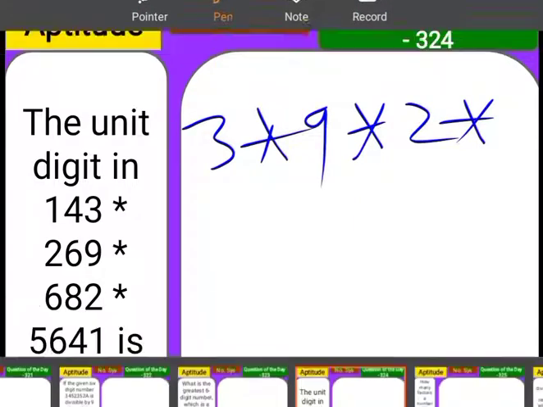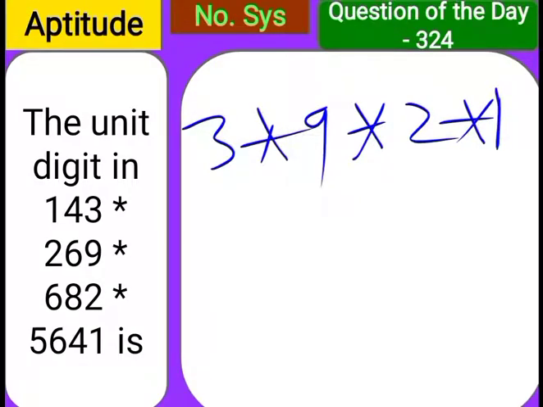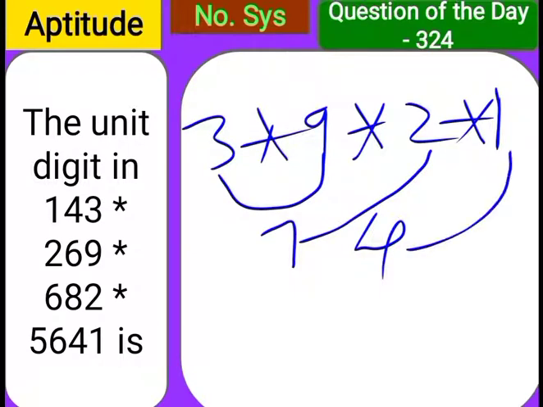They are asking for unit digits, so consider last digits only. Now 9 threes are 27. For the unit digit, consider the last digit, that's it. Instead of 27 we have to consider 7 only. Now 7 twos are 14, consider 4. 4 ones are 4. So your answer will be 4, that's it.